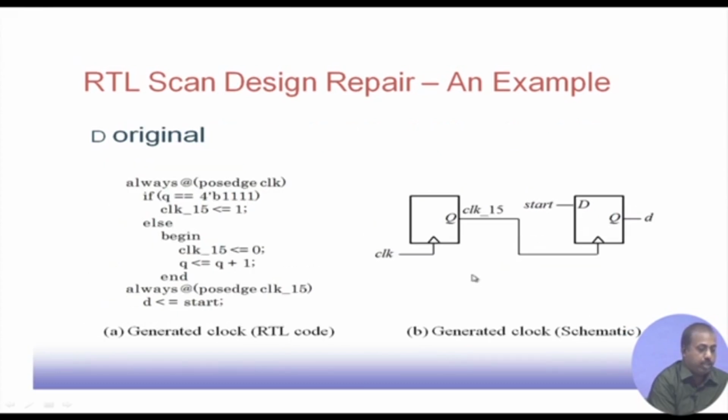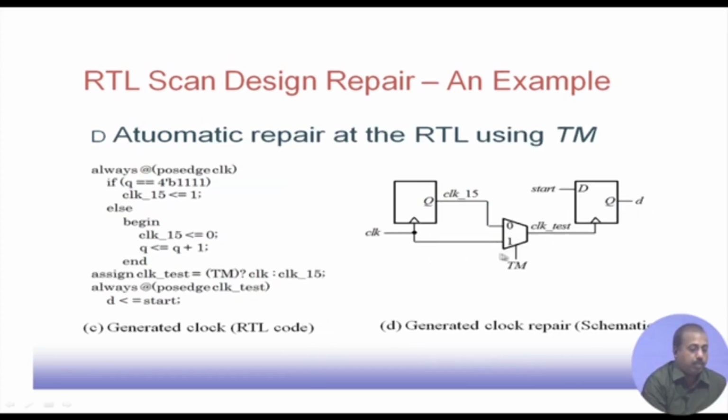So, in this case, you see that when this clock 15 is low, not high, this flip flop is not getting any clock. So, we cannot put it onto a scan chain, because this clock is different from this clock. So, we are trying to modify it so that in the test mode the clock signal goes to both the flip flops, but in the normal operation mode, of course, this clock 15 will be driving the clock of this flip flop. So, at the RTL level itself, the design is modified.